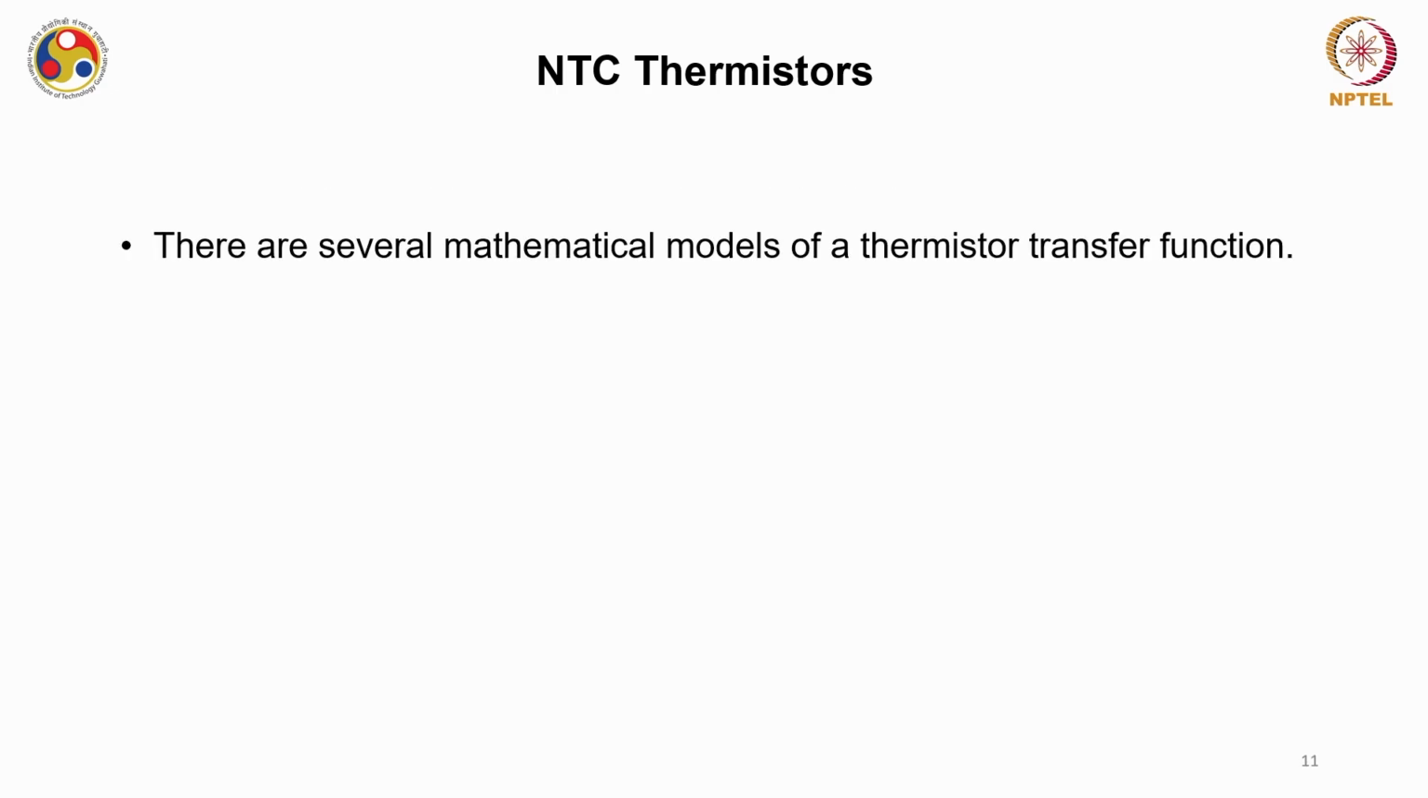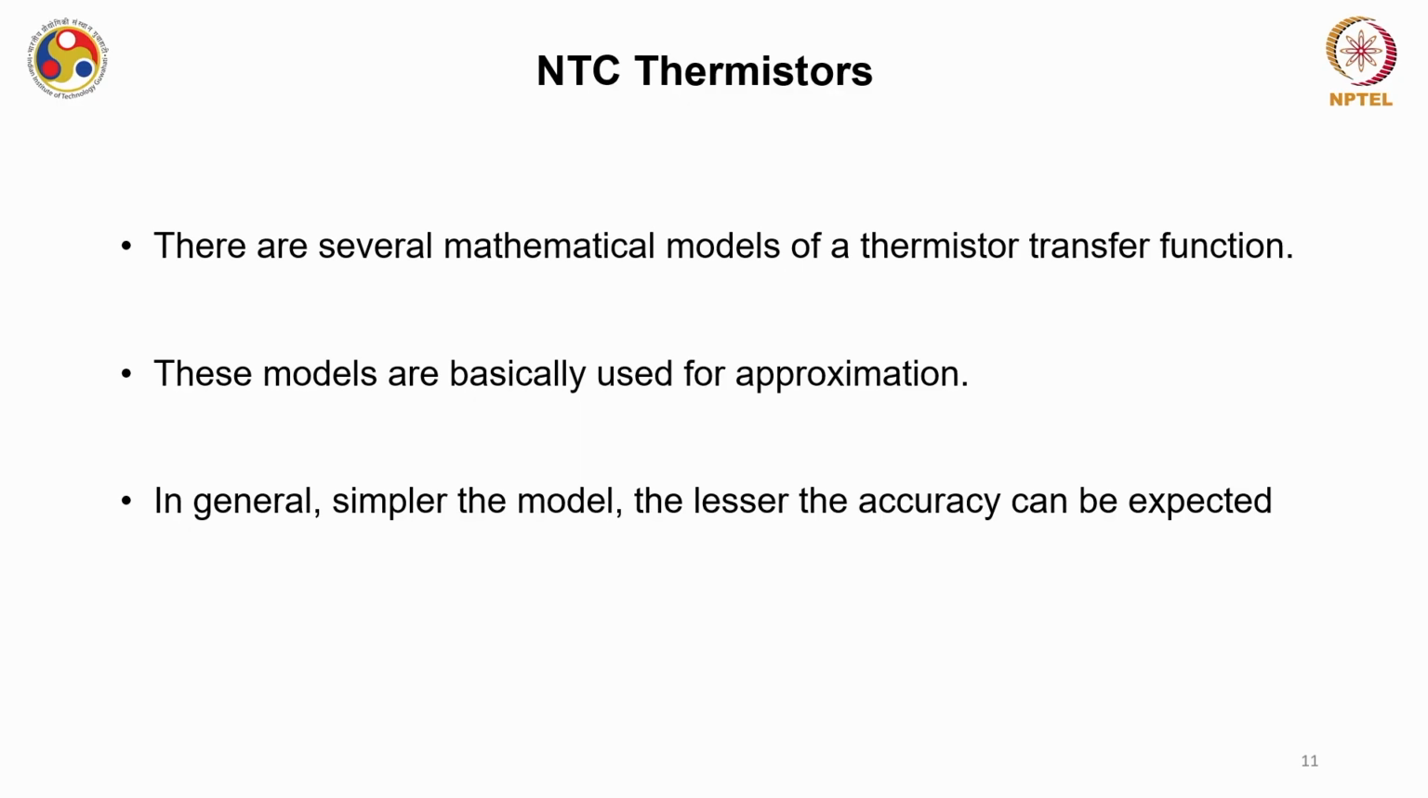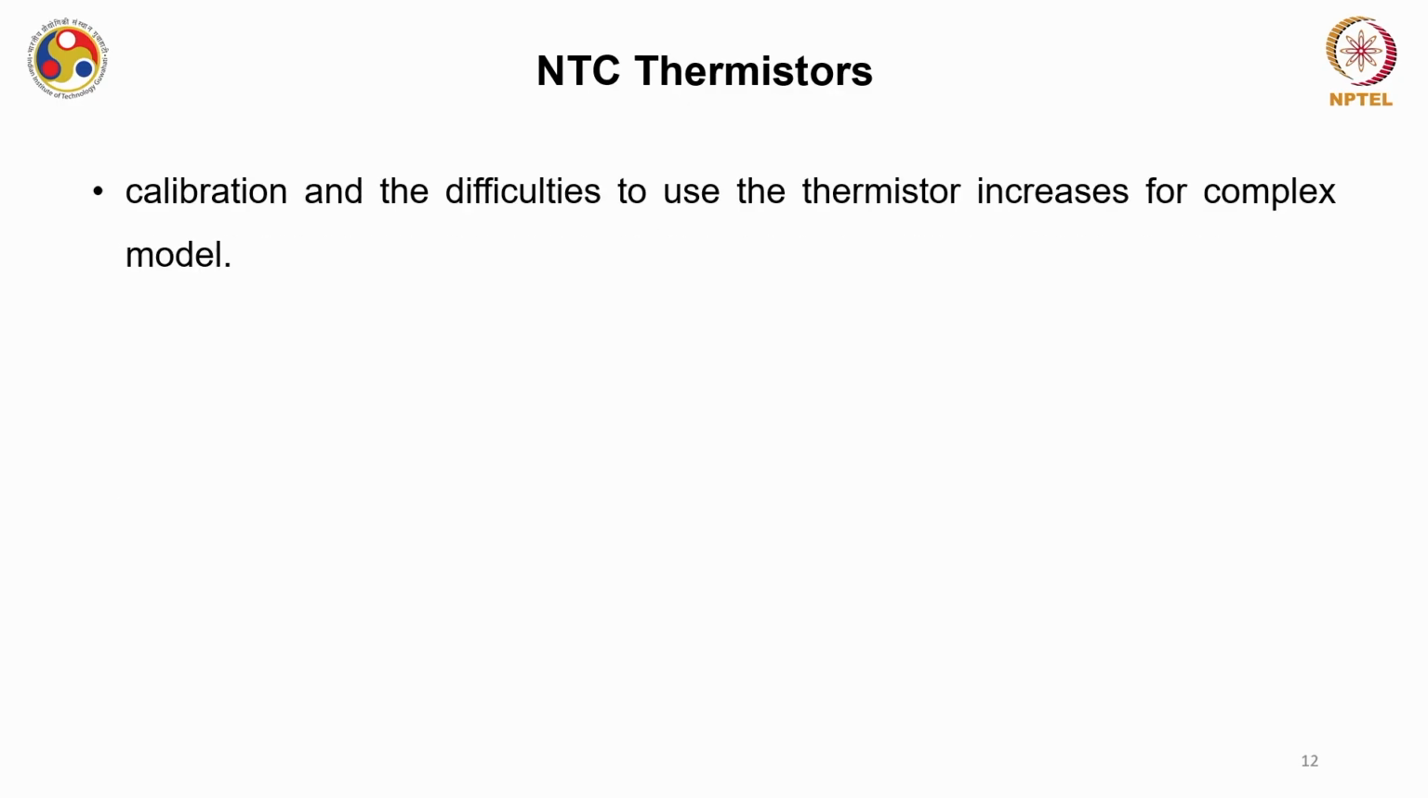Okay, so you can imagine it to be linear in a small temperature range. Alright, there are several mathematical models of a thermistor transfer function that exist in the literature. These models are basically based on approximation. The more complex the equation, the more complexity is associated with the approximations. In general, the simpler the model, the lesser the accuracy you can expect, and calibration and the difficulty of using the thermistor increase for the complex models.